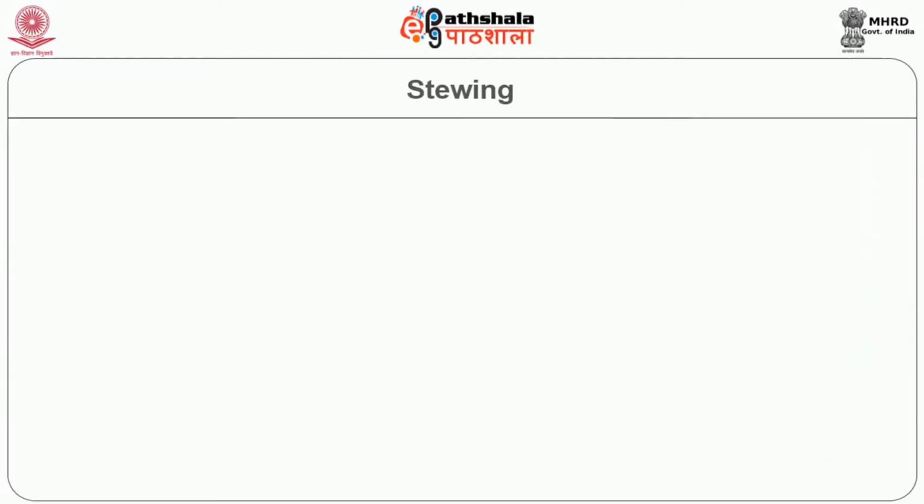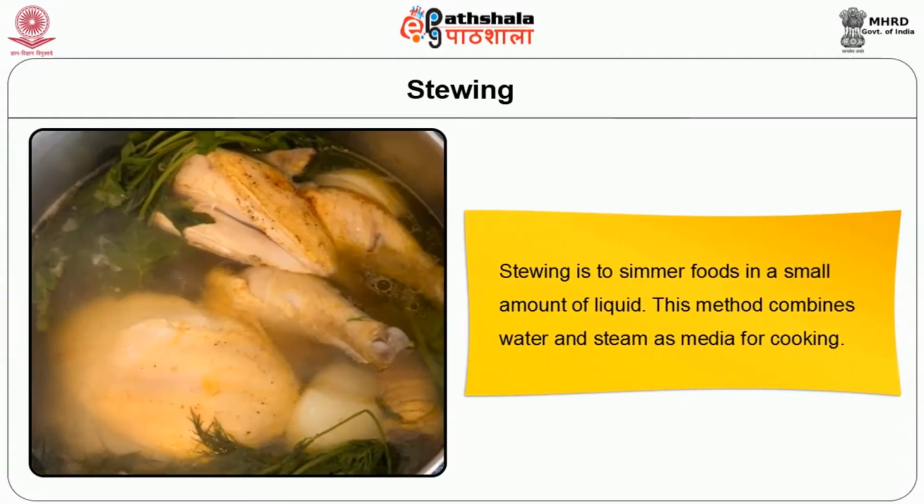The next method I will be briefing is stewing method. Stewing is to simmer foods in a small amount of liquid. This method combines water and steam as a media for cooking. Food is put in a pan with water just covering half of the food. A tight fitting lid is put above the pan at all times.